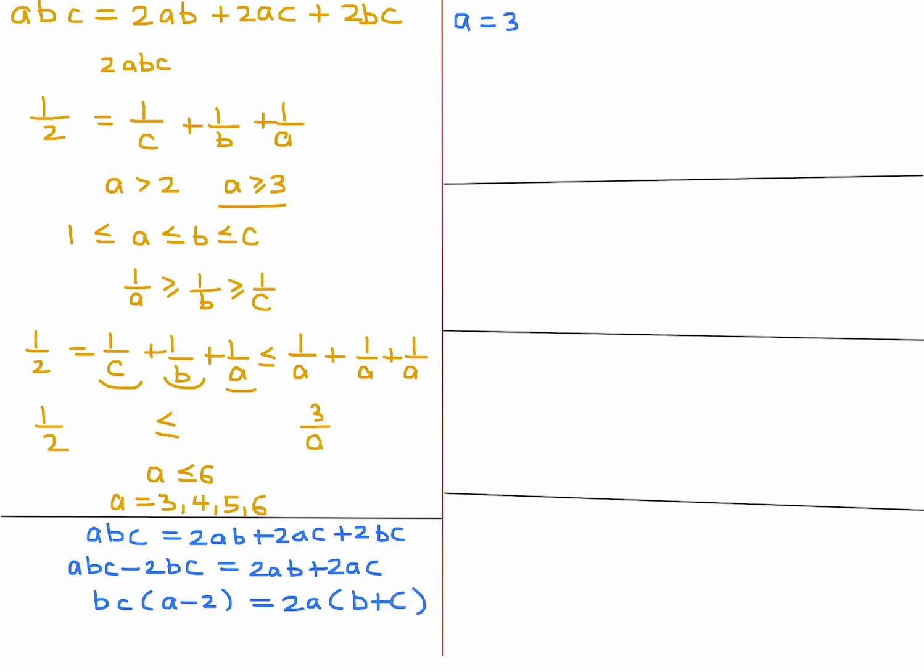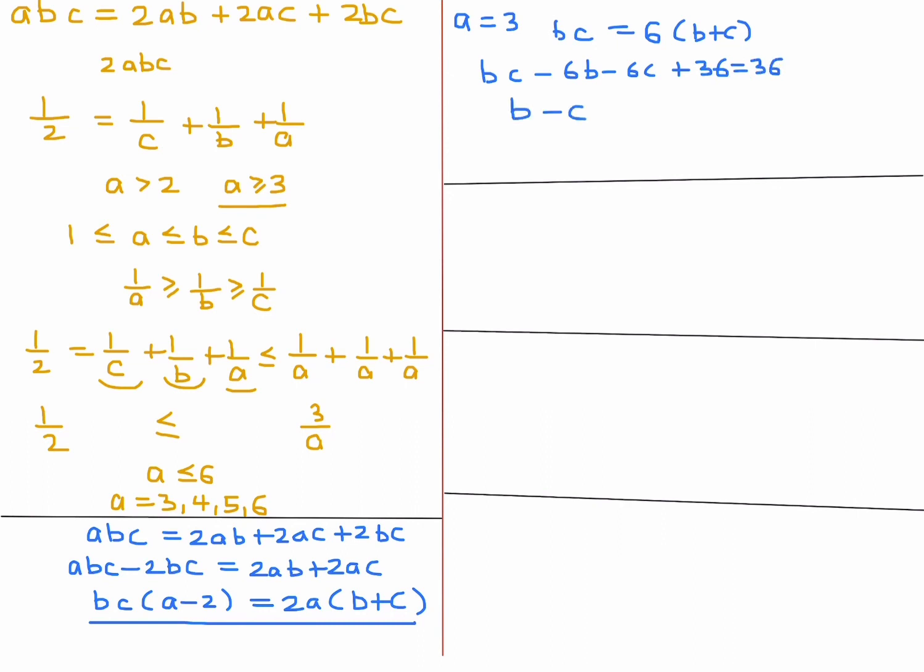So this equation hopefully will help. We will use this throughout. When A is 3, we get basically BC is equal to 6 times B plus C. Then with a little bit of fancy algebra, bring this over, and to factor, it can be facilitated by adding 36 to both sides, and we can factor into B minus 6 times C minus 6 is equal to 36. This will allow us to get our ordered triples A, B, C with a little bit of experimentation.